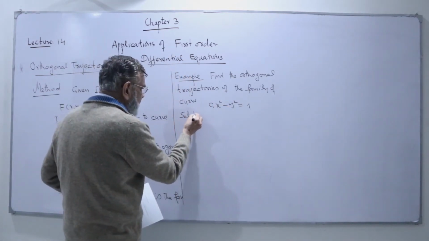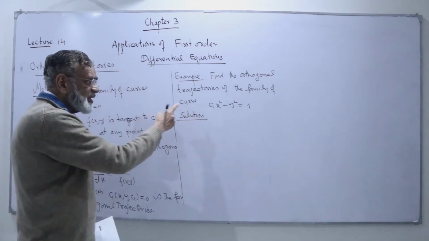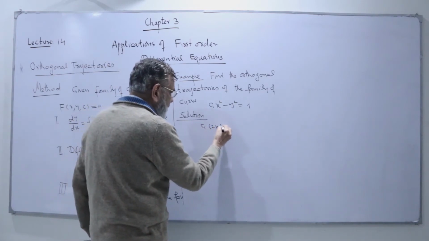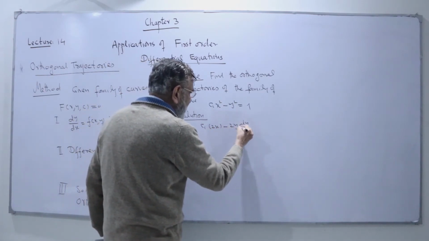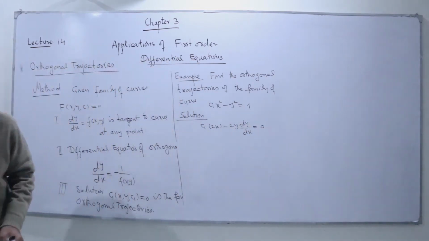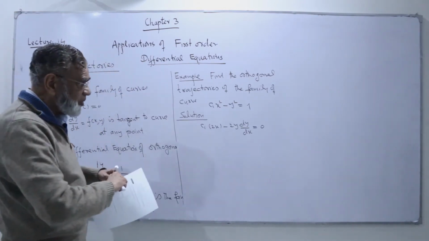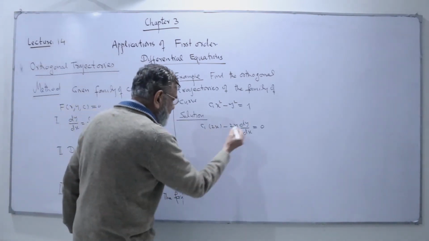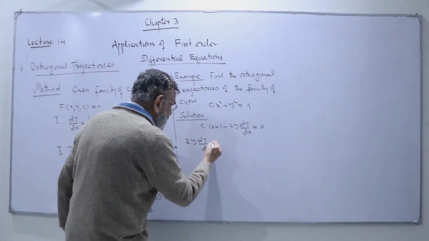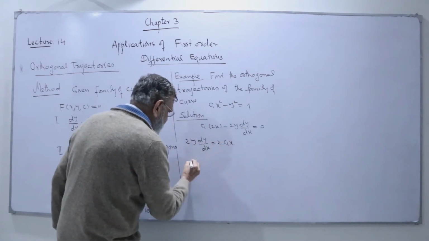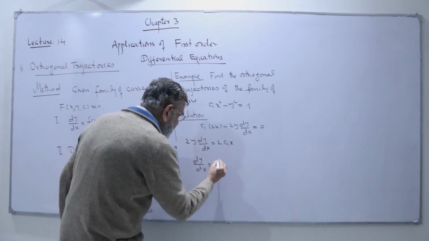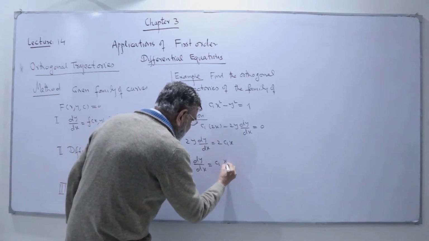We use our method. Here we want to find the differential equation, so we find the derivative with respect to x. We get c1 times 2x minus 2y dy by dx equal to 0. For the derivative of y squared we use implicit differentiation. Now we simplify: taking it to the other side, we get 2y dy by dx equal to 2 c1 x. So my dy by dx is equal to 2 c1 x divided by 2y, which gives c1 x over y.